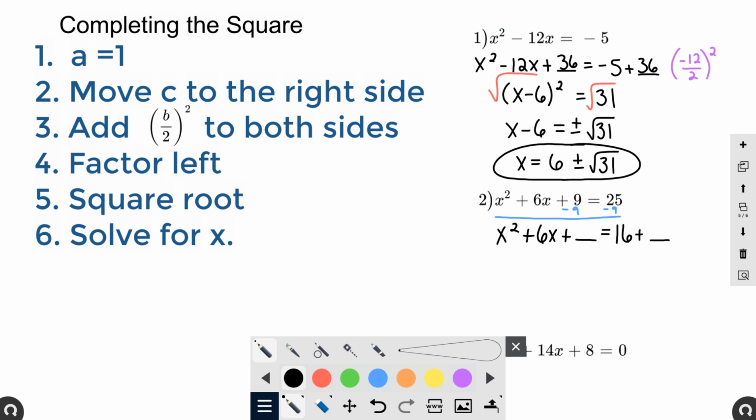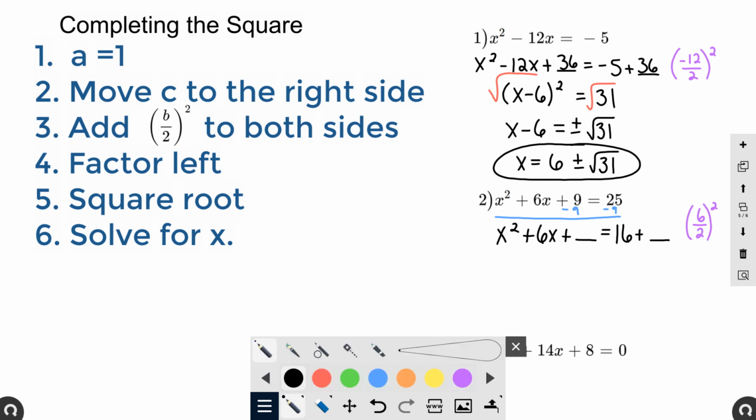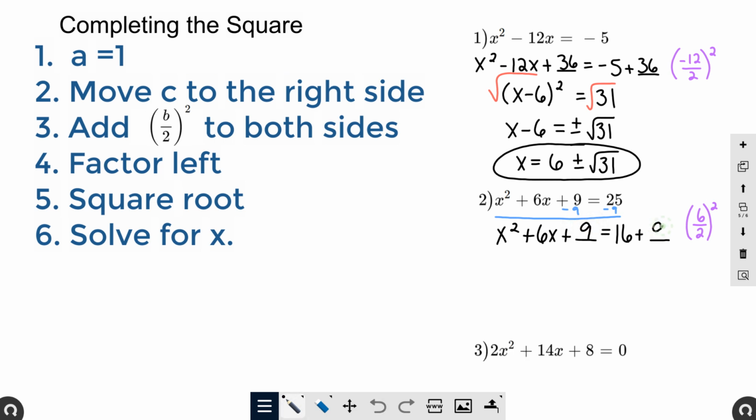B over 2 squared. So B is which number? And what's 6 divided by 2? And 3 squared is 9. So we are going to put 9 in this spot and in this spot.